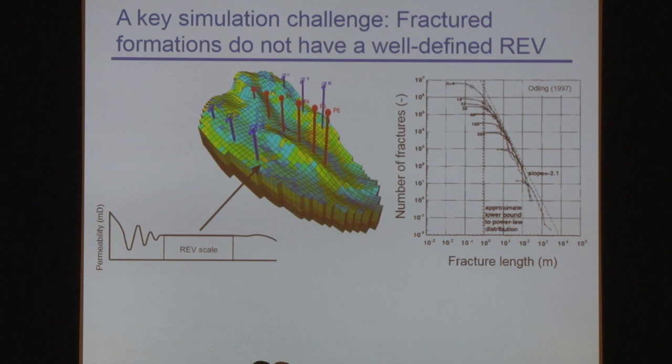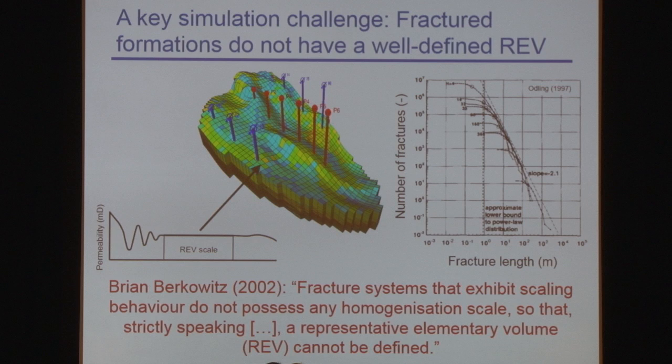And Brian Berkowitz discussed this very nicely in a classical review paper. He said verbatim, "Fracture systems that exhibit scaling behavior do not possess any homogenization scale, so that, strictly speaking, a representative elementary volume cannot be defined." So we run reservoir simulation, we assume we are at the REV scale in each grid block, but we may not be in a fractured reservoir. Question is, does this matter?